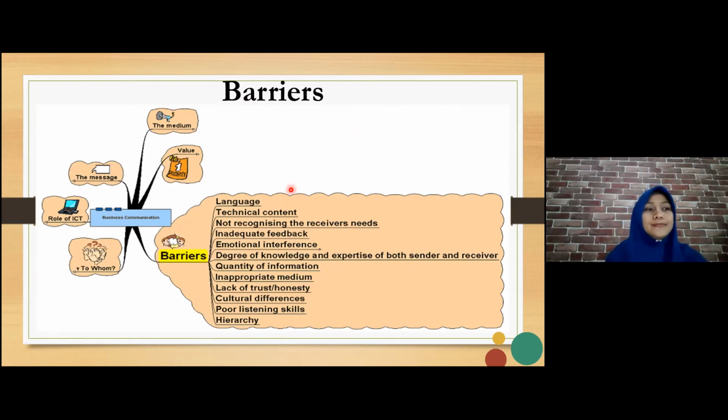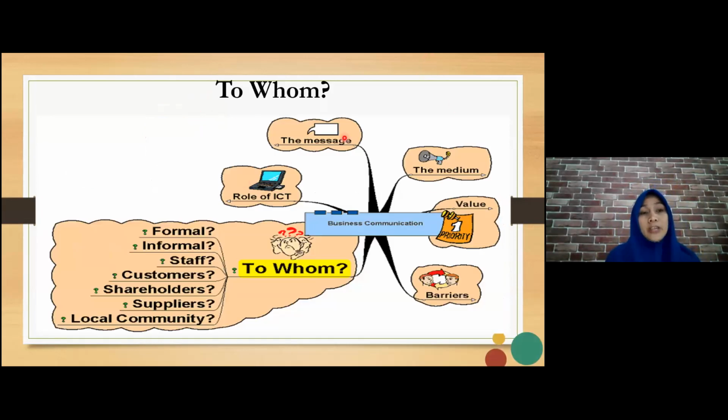Okay, so students, these kinds of problems will influence your communication, and they are called barriers or problems. Okay, and barriers also relate to the message itself. Yeah, the information. Yeah, how to develop the message, how to state the message, how to receive the message, how to understand the message itself. Then, the next factor is the question to whom. To whom the message will be sent, to whom the message will be transmitted, to whom the message will be informed. Okay.